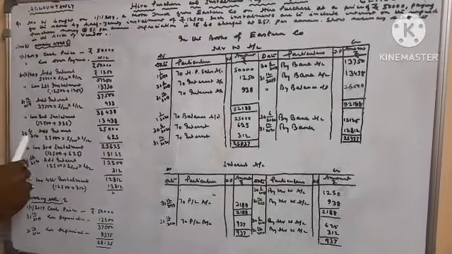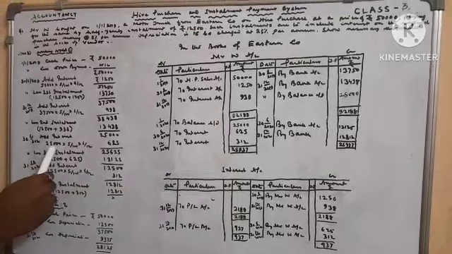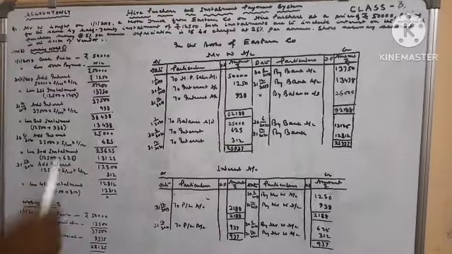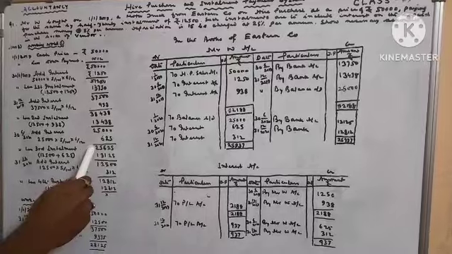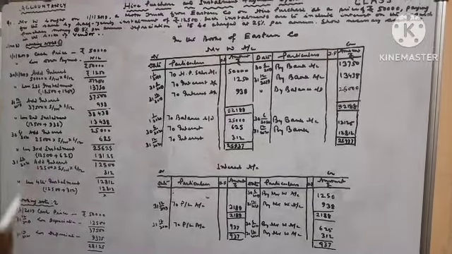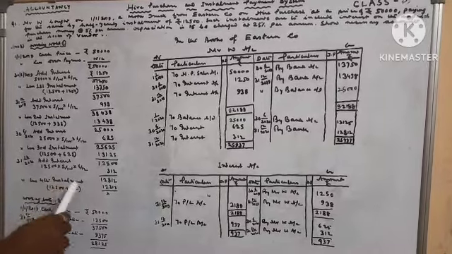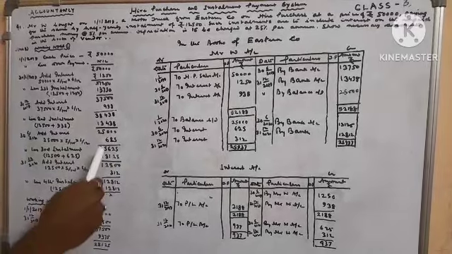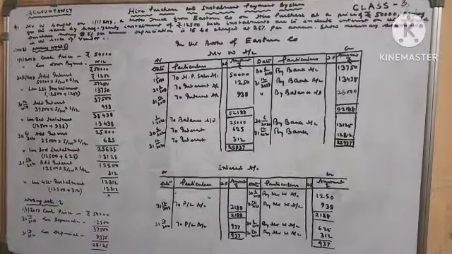On 30/6/2020, again interest will be added. On 25,000 into 5/100 into 6/12, the interest amount is 625. After adding interest, the result will be 25,625. Less third installment 12,500, that is the principal amount, plus interest 625 equals 13,125. After deducting 13,125, the balance is 12,500.